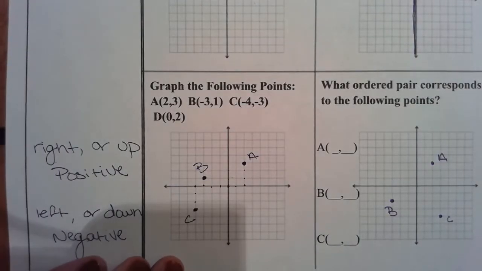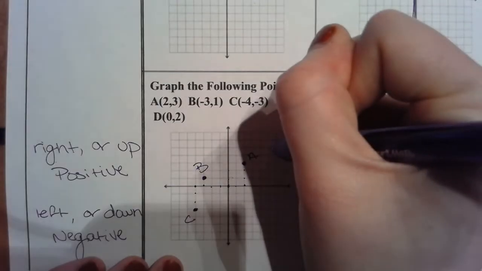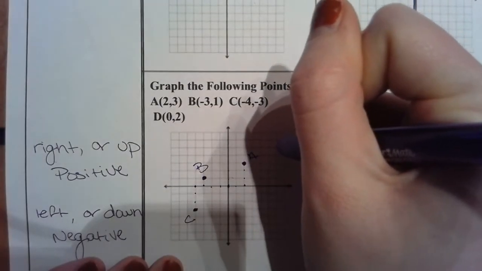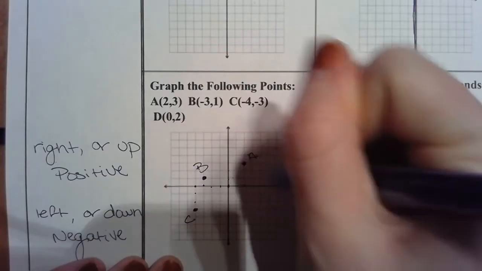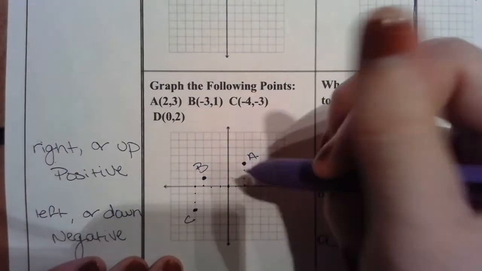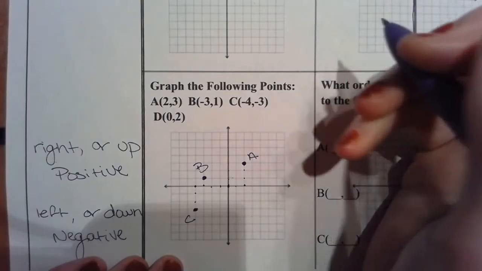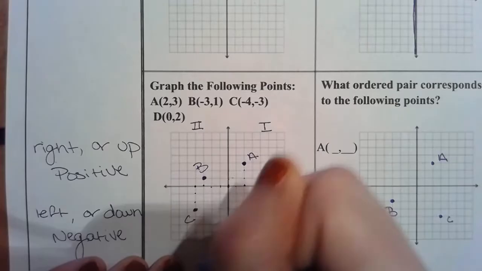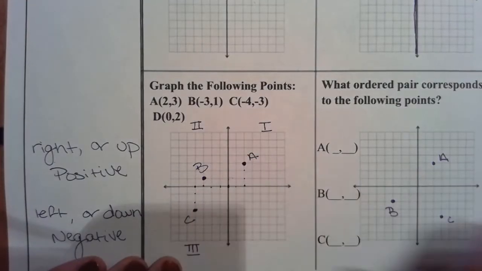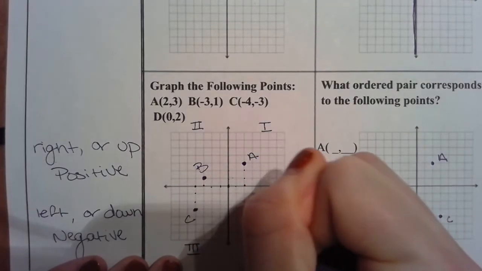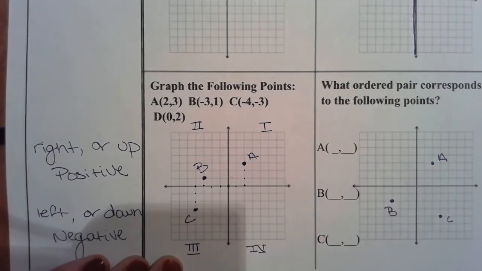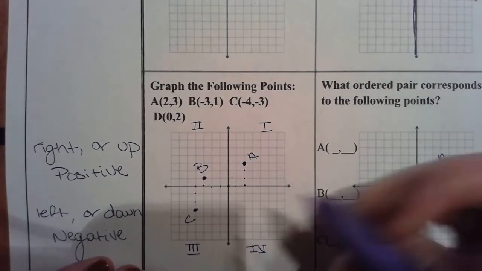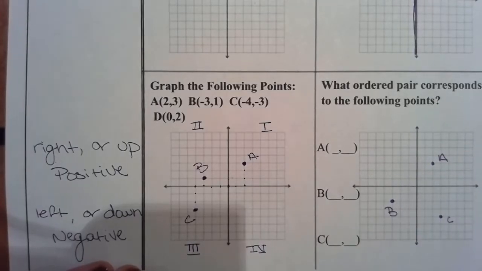Okay, so real quick, I want to stop. If I were to name the quadrants, when we're looking at a coordinate graph, it's split up into 4 little squares, and they're called quadrants. So this is quadrant 1, this is quadrant 2, we name these with Roman numerals, that's quadrant 3, and this is quadrant 4. Okay, so point A is in quadrant 1. Point B is in quadrant 2. Point C is in quadrant 3.